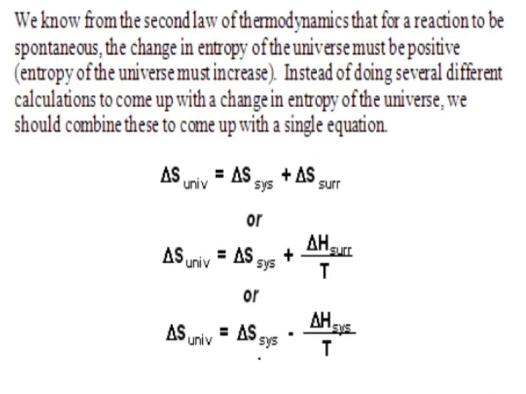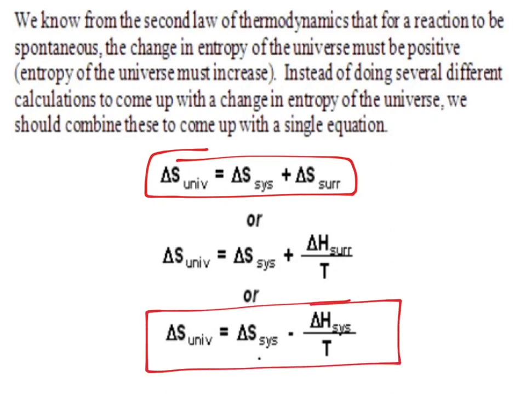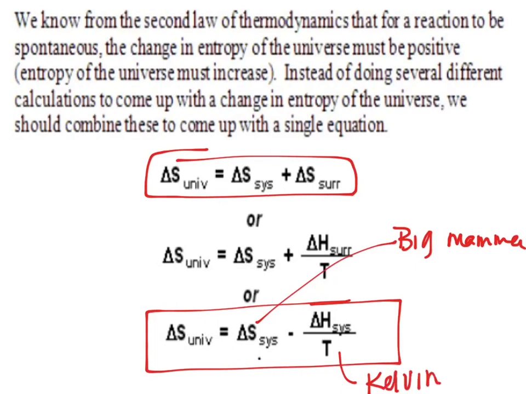So this is just going back over the laws of thermodynamics. This is your original equation. But to simplify things, let's just deal with the system. We say that delta S of the universe, the change in entropy in the universe, is equal to the change in entropy of the system minus the delta H of the system over the temperature. And that temperature has to be in Kelvin. Can we add what to Celsius to get to Kelvin? 273.